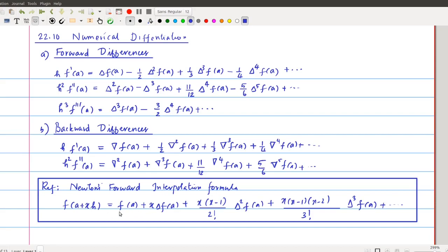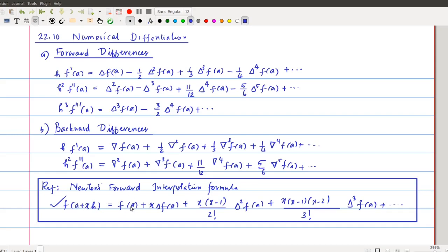You must learn this one by heart. We discussed this earlier: f of a plus x times h equals f of a plus x times del f of a plus x into x minus 1 into del square f of a, plus etc. If you differentiate this expression with respect to x, then you will get h times f dash of a plus x times h.